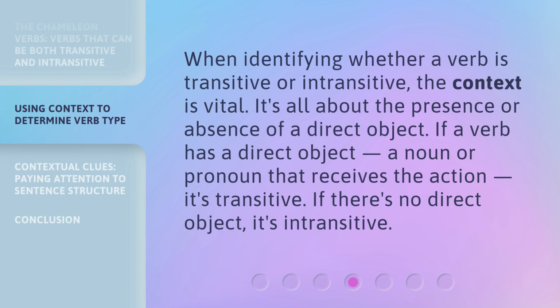When identifying whether a verb is transitive or intransitive, the context is vital. It's all about the presence or absence of a direct object. If a verb has a direct object, a noun or pronoun that receives the action, it's transitive. If there's no direct object, it's intransitive.